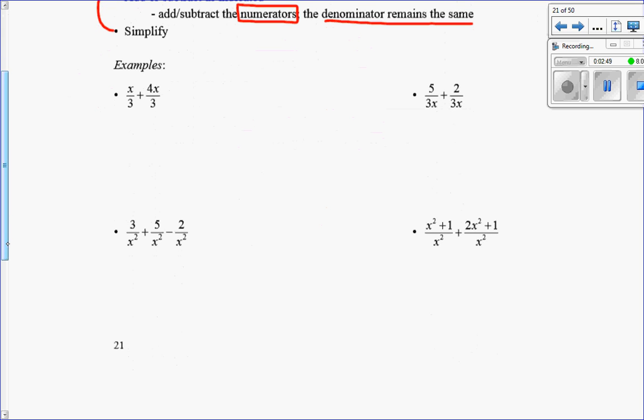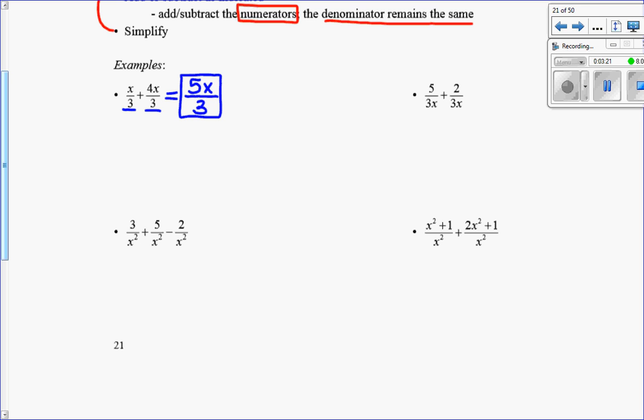The first example is x over 3 plus 4x over 3. Now, when I look at this one right away, I notice that they already have a common denominator. They're both over the denominator of 3, which means I really just can add straight across the numerator. So I've got x plus 4x, that equals 5x, and it's all over 3. There are no non-permissible values that I have to worry about because there are no variables in either of my denominators.